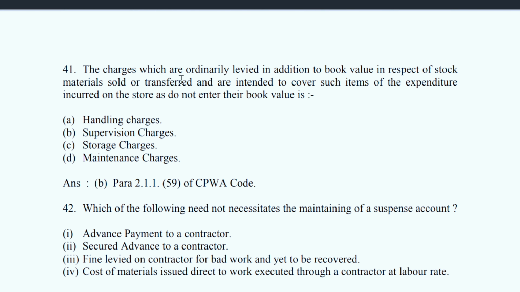The charges which are ordinarily levied in addition to book value in respect of stock material sold or transferred, and are intended to cover such items of the expenditure incurred on the store as do not enter their book value, is supervision charges.